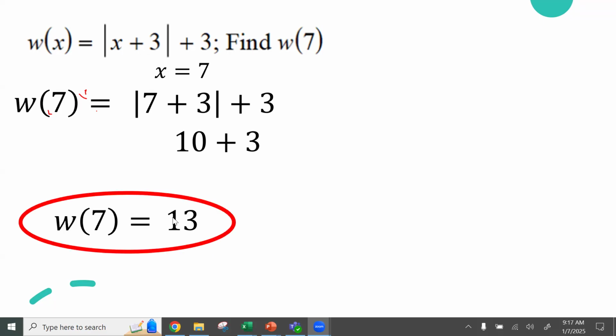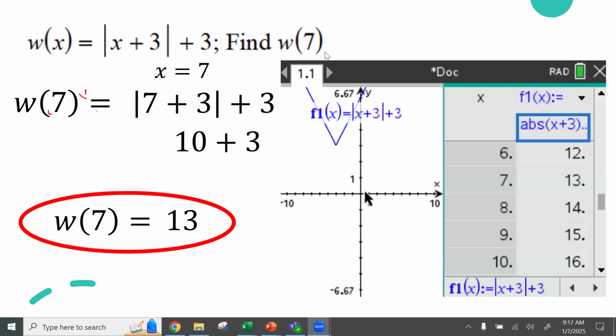If that doesn't work for you guys, always resort back to the graphing calculator where you type it in and then you go x is 7. Oh, look, it does say 13.